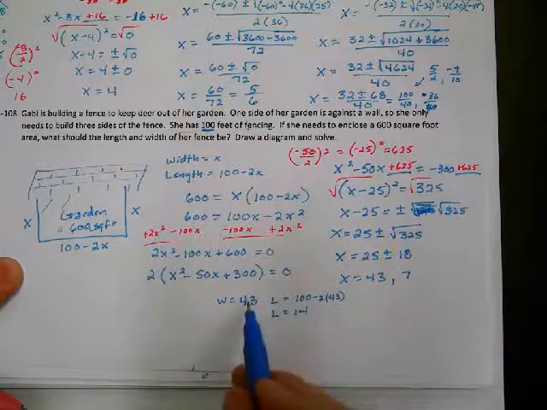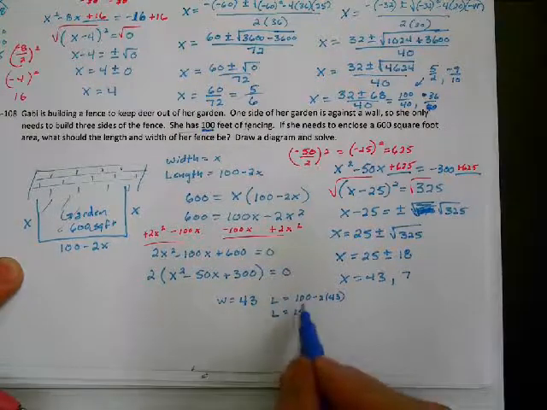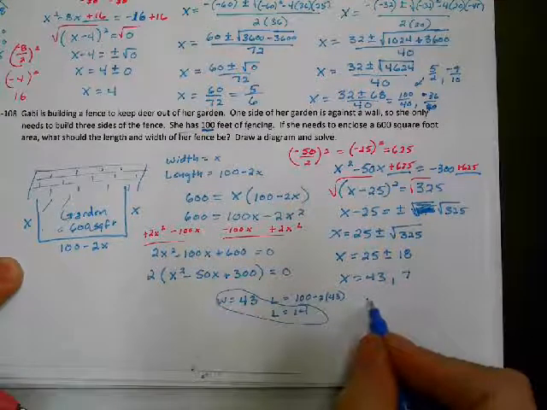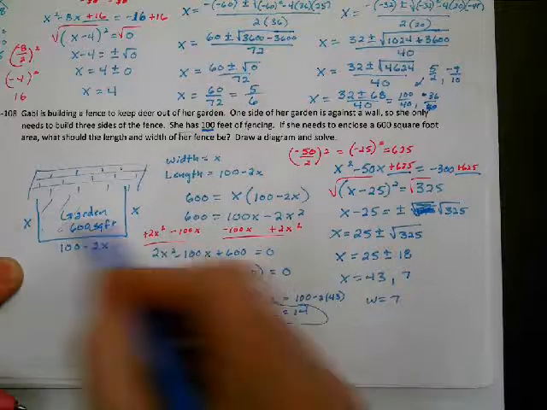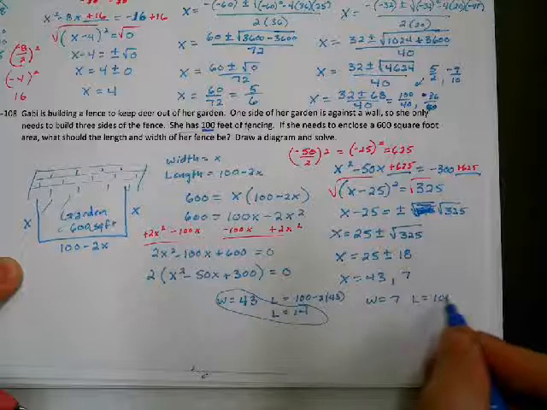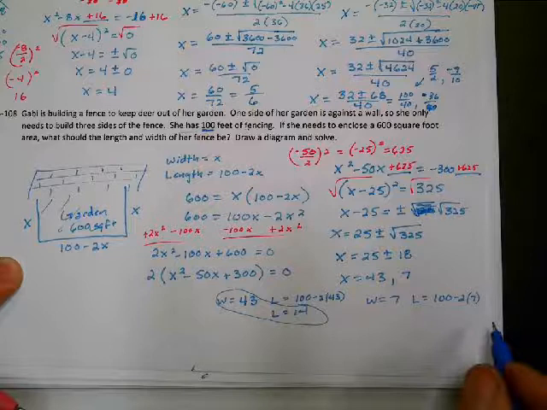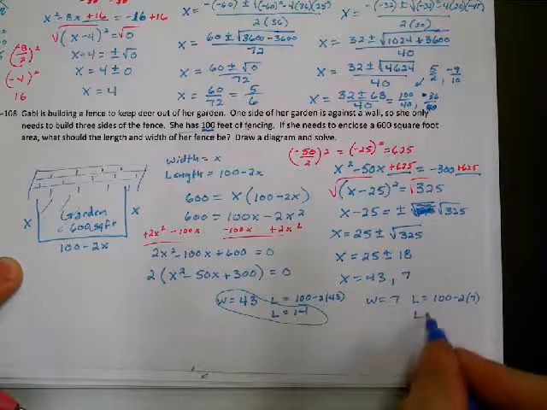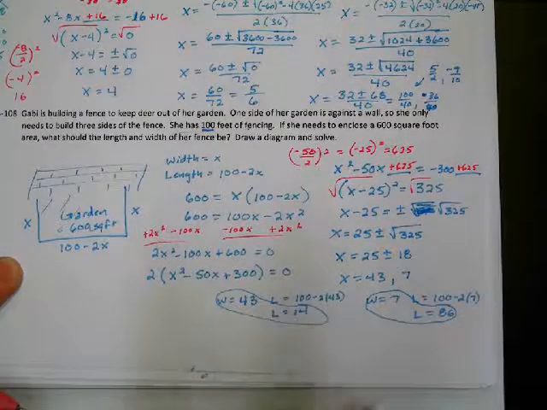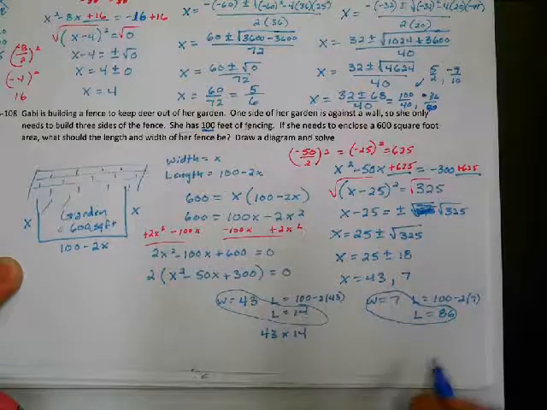So that's one answer. My other answer says that my width is 7. So if both of these are 7, my length then would be 100 minus 2 times 7, or 100 minus 14, which would be 86. There's my other answer. So we actually have two separate answers. A 43 by 14 area or a 7 by 86 area. Both of those could work.